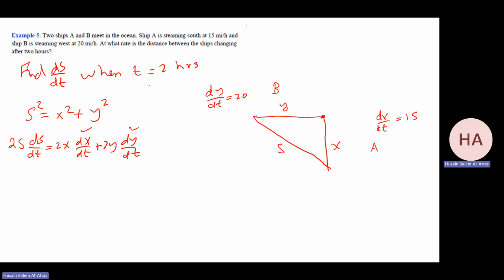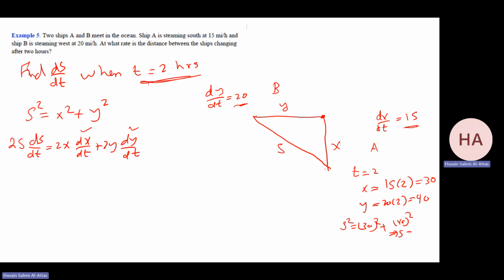Why? Because it says after 2 hours. So if t equals 2, x will be what? It will be 15 times 2, since I have 15 speed. So after 2 hours, it will be 30. y will be 20 times 2, which is 40. So I have x and y, I can get s. I have s squared equals 30 squared plus 40 squared. Very clear, s will be 50. We know 30, 40, 50.